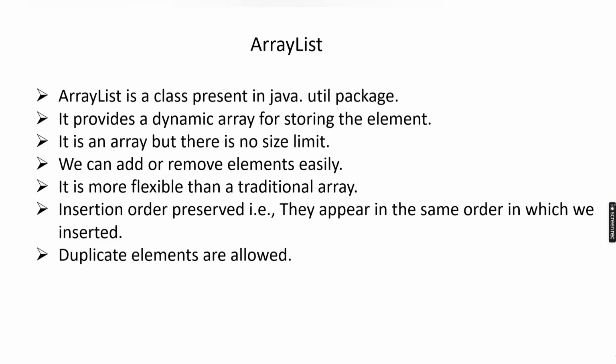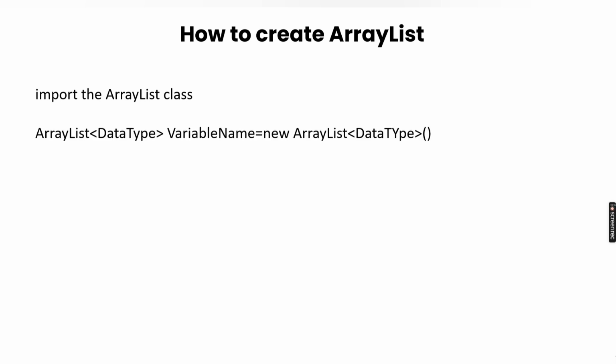Now, how do we actually create an ArrayList in our Java code? As we have learned, ArrayList is a class present in the java.util package. The first thing is we need to import the ArrayList class. Once we import it, we need to provide this particular syntax to declare our ArrayList. We say ArrayList, then the data type of that particular list, then a variable name, then new ArrayList, and again the data type. This is the syntax to declare an ArrayList.